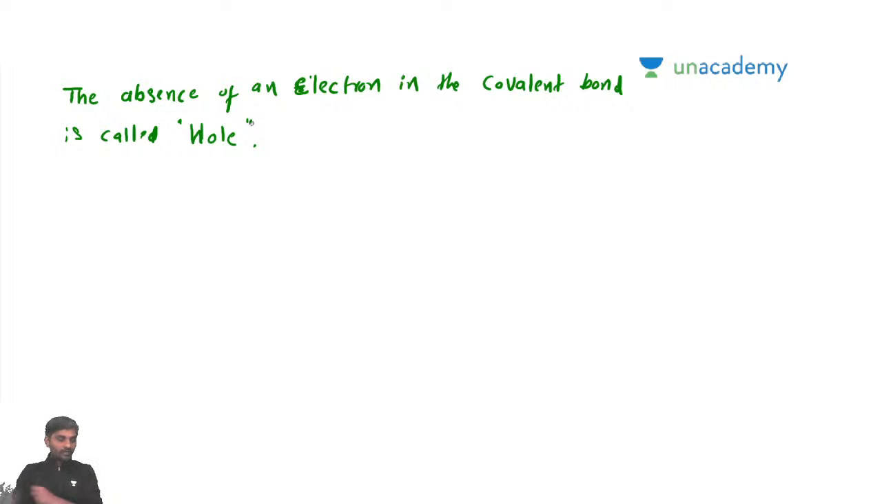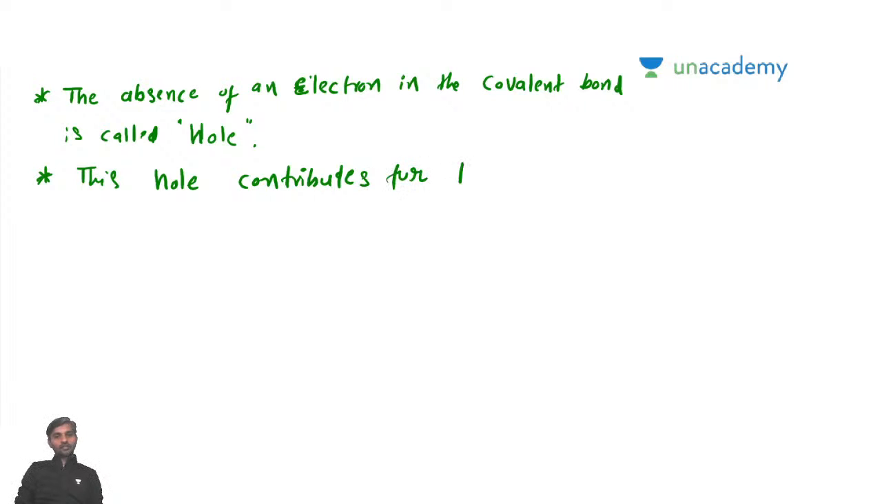So it can also be useful for the conduction of electricity. This hole contributes to the conduction. How does it contribute? Let's try to understand what it means. Let's consider a few electrons here and some holes like this.